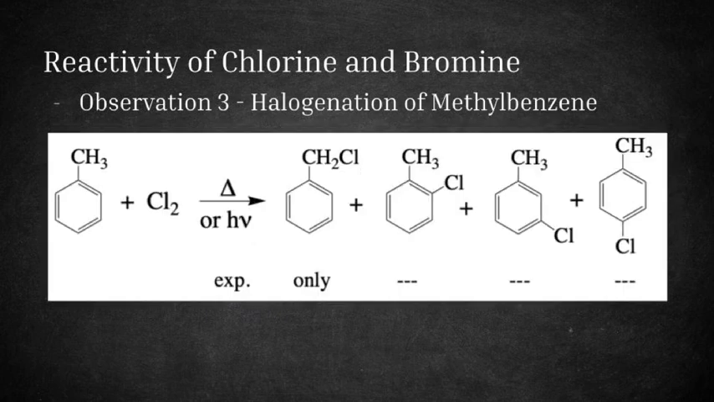Observation 3. In the halogenation of methylbenzene, methylbenzene reacts with a chlorine molecule under photochemical or heat conditions to primarily produce chloromethylbenzene. No ortho, meta, or para chloro products are recovered. These three observations make a few key suggestions.